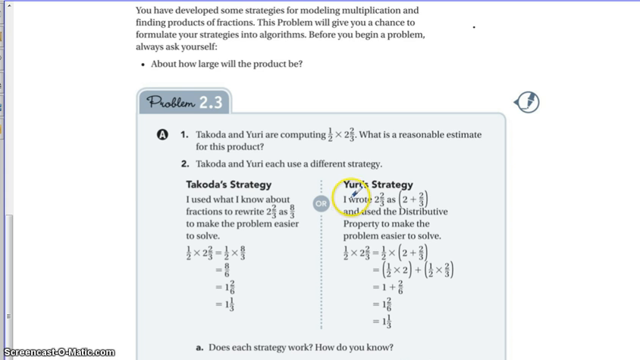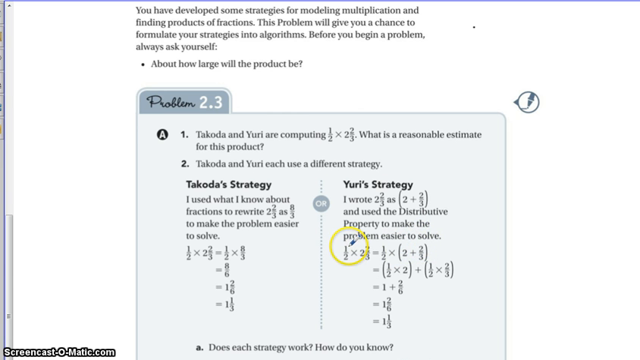Yuri says that she could write 2 2/3 as 2 plus 2/3 inside of parentheses. So she's separating the fraction from the whole number. Then she can use the distributive property to make the problem easier. Please remember that the distributive property distributes one number to everything inside of the parentheses.